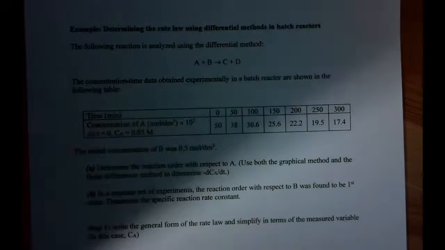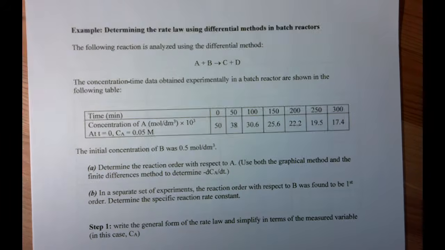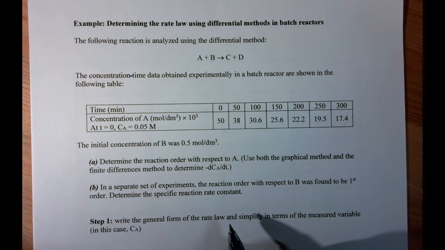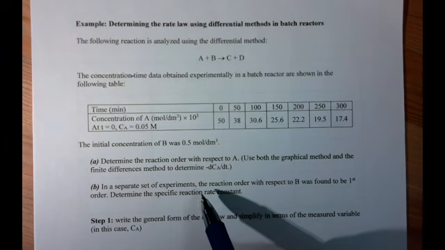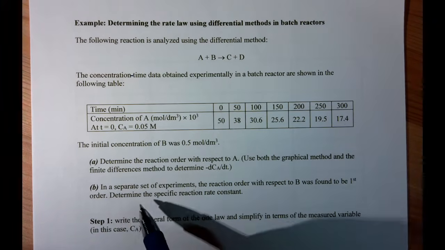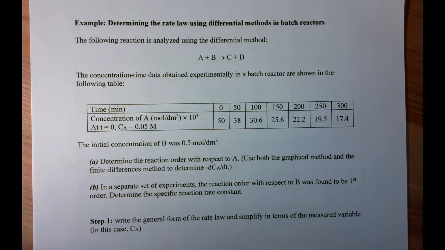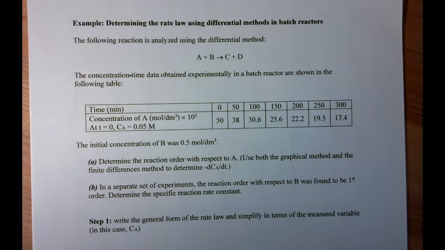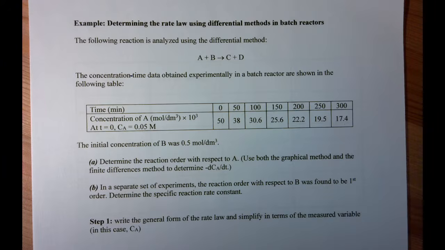Okay? And then in the second part of the problem, it asks us, in a separate set of experiments, the reaction order with respect to B was found to be first order. Determine the specific reaction rate constant. Okay, so let's start with part A.